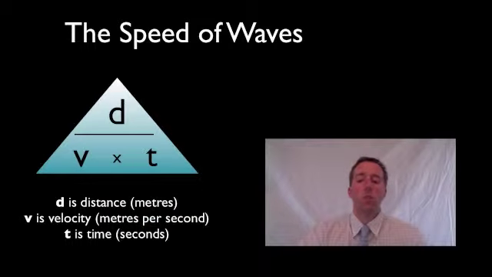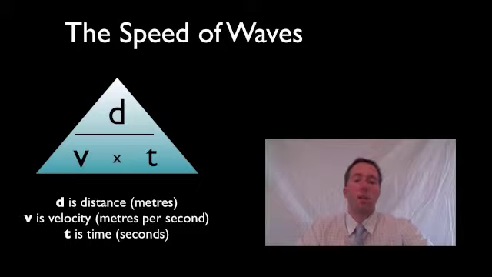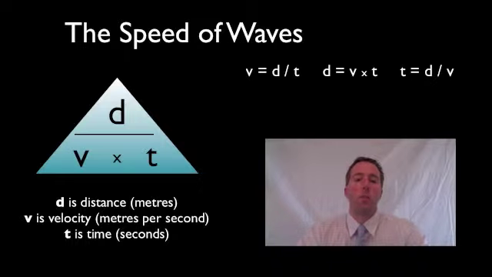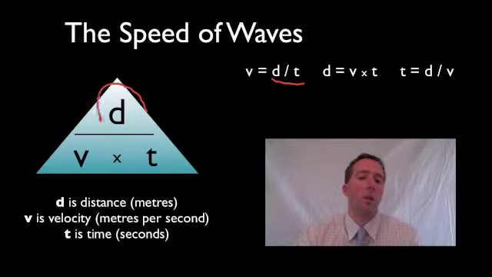So we can use this little triangle here to figure out the speed of things. And it doesn't matter which two of these things we're given, we can figure out the third. So for example, if we're given the distance and the time, then we can figure out the velocity. So if we want to know the velocity, if we circle the other two, then velocity equals distance divided by time.